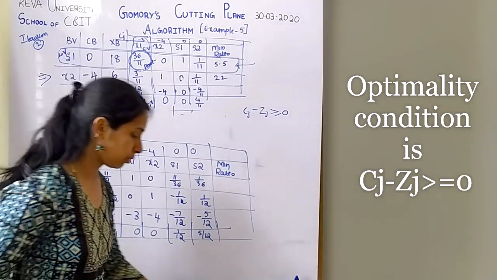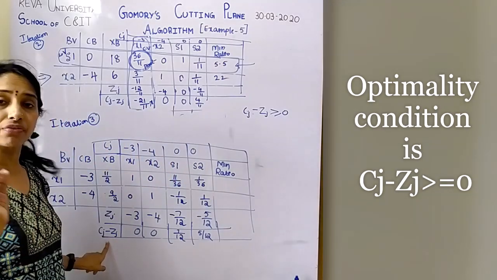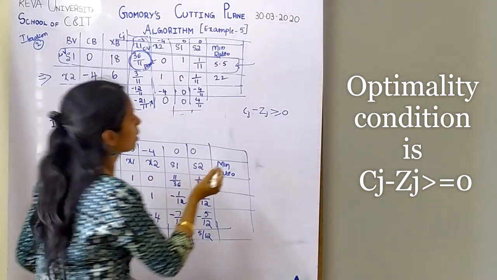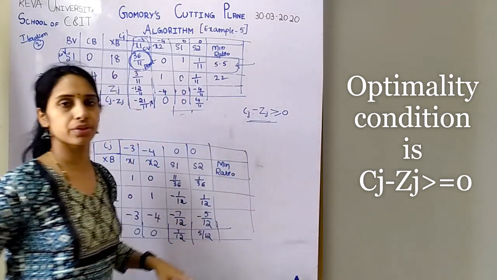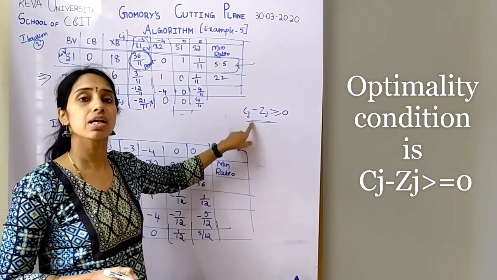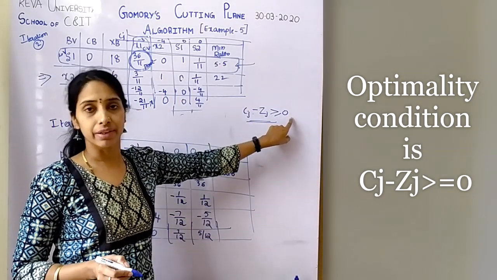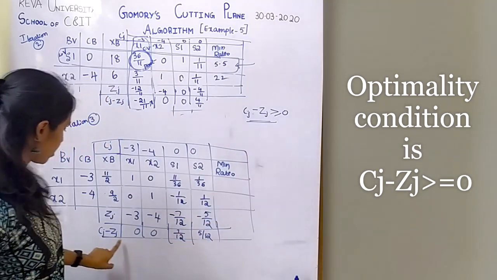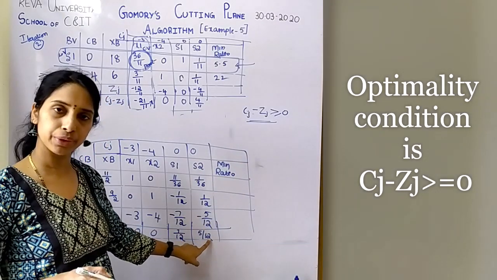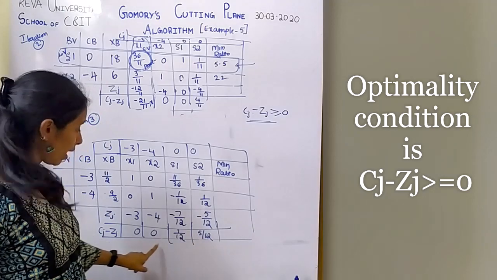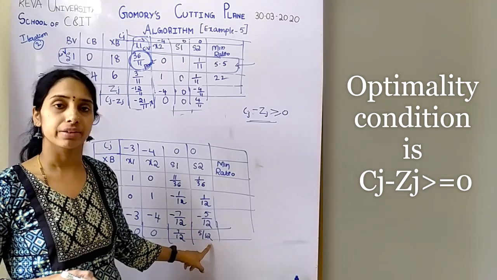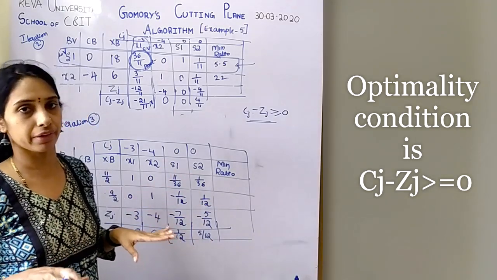Okay. Now what is your task? Once you find out Cj minus Zj, check the optimality condition. What does the optimality condition say? Cj minus Zj should be greater than or equal to 0. Is our Cj minus Zj greater than or equal to 0? Yes. All are positive here. It indicates we have to stop the iteration here.